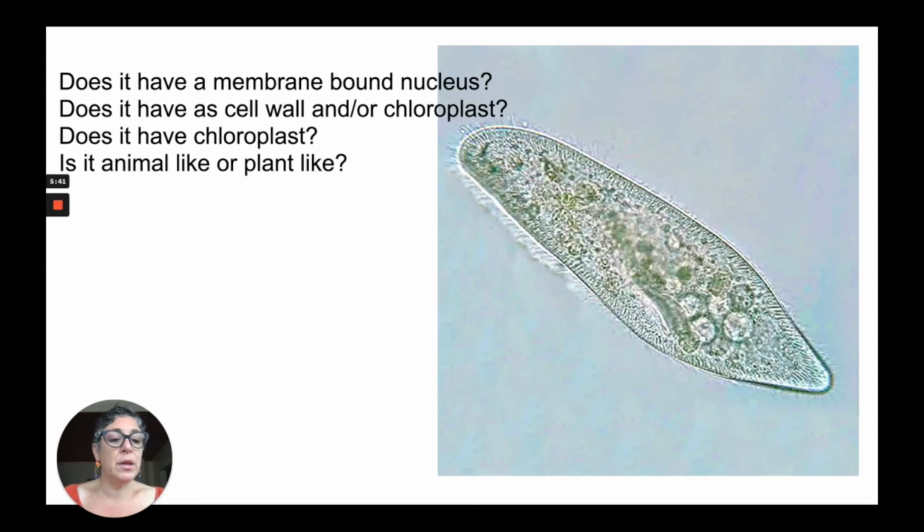So while it may be difficult to see the nucleus, it does indeed have a membrane-bound nucleus. All right, it does not have a cell wall. Clearly, there's no thick layer around it. There's just a cell membrane. Does it have chloroplast?